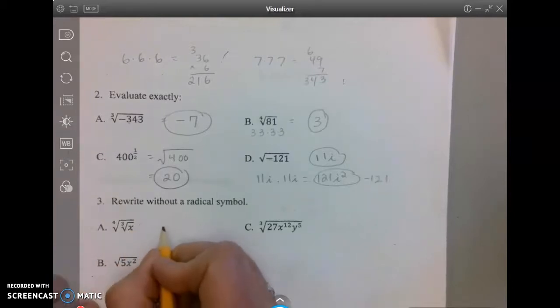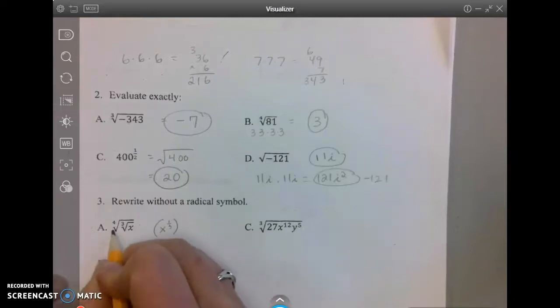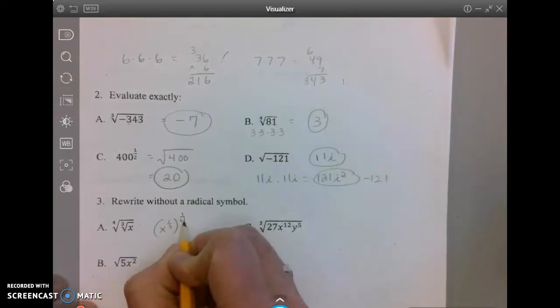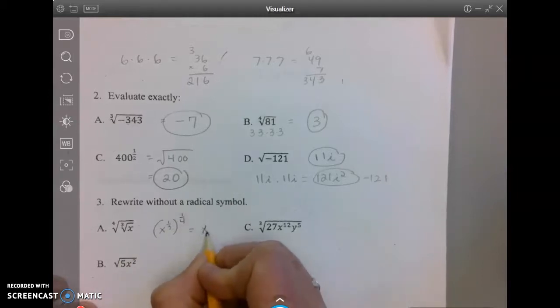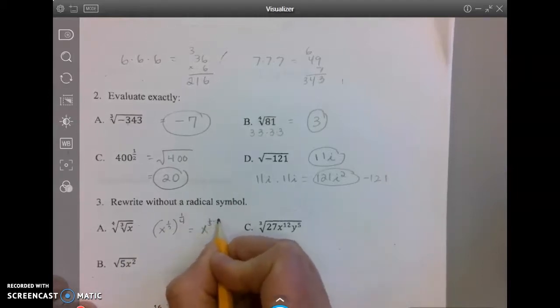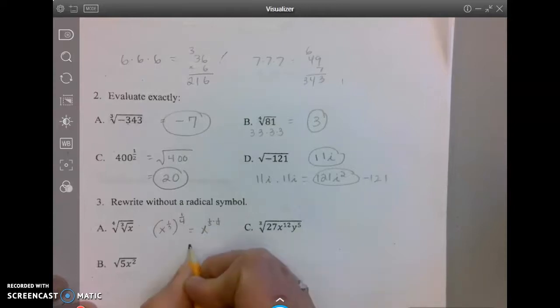You always have to work from the inside out. I have x to the 1/3, and that is then raised to the 1/4 power. Power to a power, you multiply. So that would be 1/3 times 1/4. So that becomes x to the 1/12.